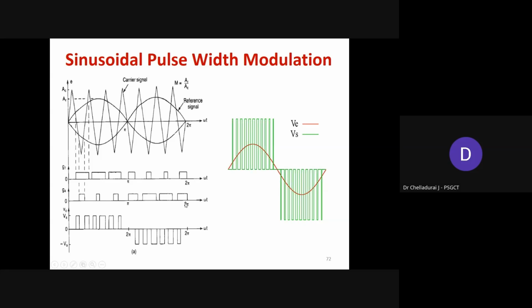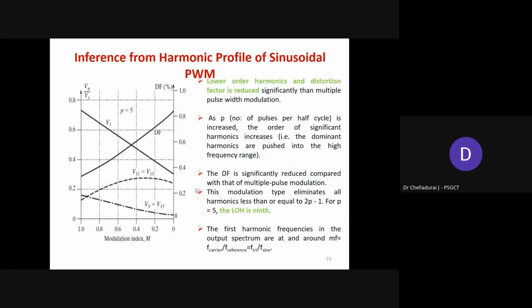Compared to the previous two cases, the output voltage quality can be drastically improved. Only in terms of reducing the lower order harmonic components, and at the same time higher order harmonic components will increase. That is not a major issue. That can be easily eliminated with the help of lower size filters. For example, if the number of pulses per half cycle is 5, the minimum lower order harmonics will start from 9. So these are all the very important advantages of using the sinusoidal pulse width modulation technique.